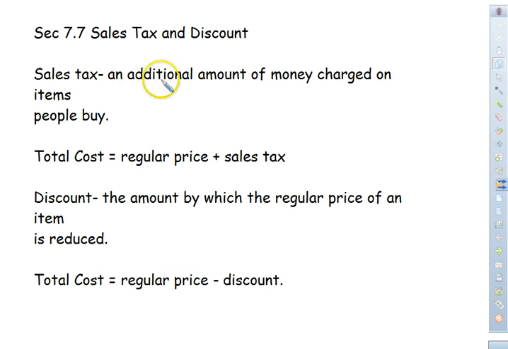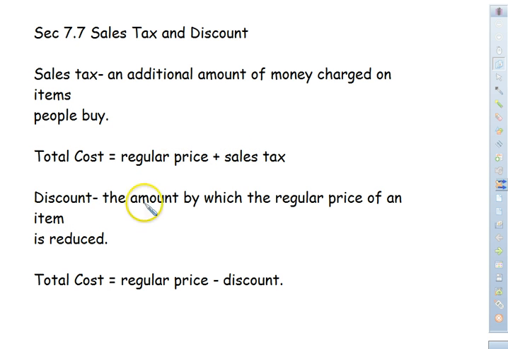Sales tax is an additional amount of money charged on items people buy. For example, 7% sales tax is what it is in the state of Indiana. If you've been to the dollar store, you've realized that you're not just going to pay $1. It's actually going to be $1.07 because of the 7% sales tax. So it's basically 7 cents on every dollar. And the total cost is the regular price plus the sales tax. So you're going to add that amount onto the regular price.